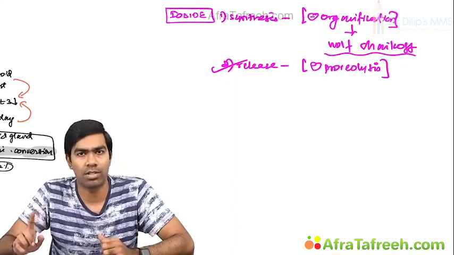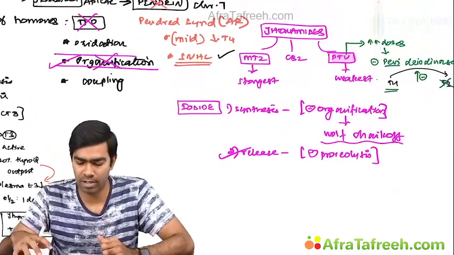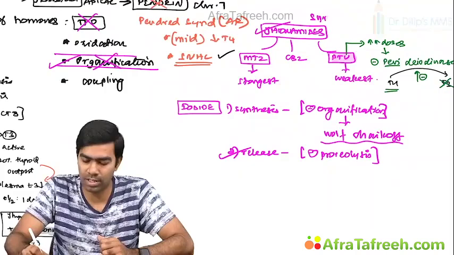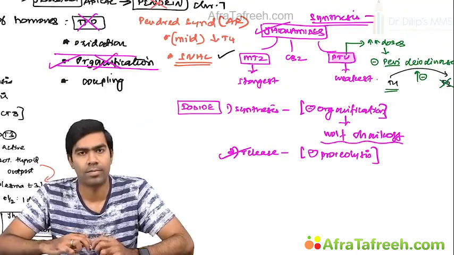Remember, iodide blocks the synthesis as well as the release, whereas your thionamides are only synthesis inhibitors. They are not release inhibitors. They only block the synthesis. Clear?